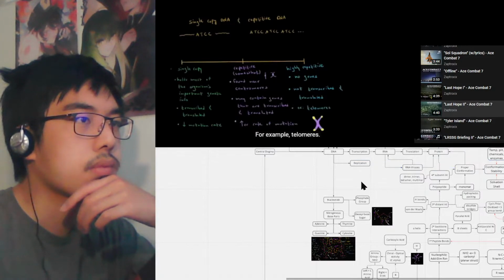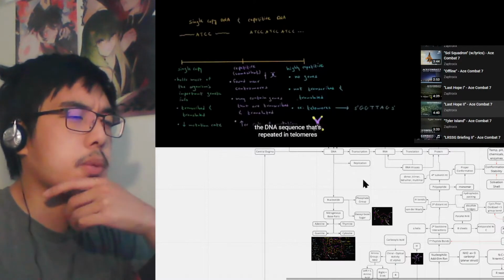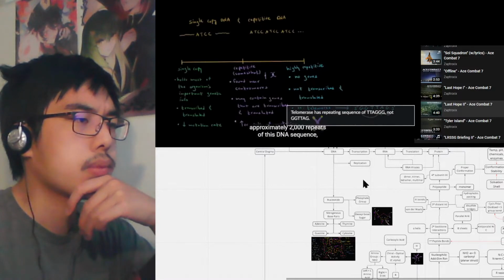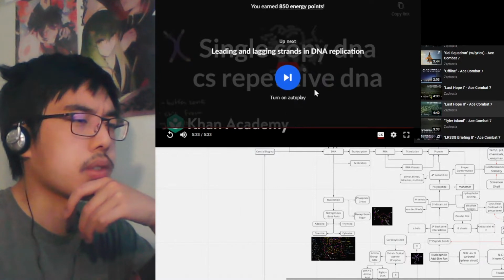For example, telomeres. Telomeres are sections of highly repetitive DNA, and as we explained before, their purpose is to basically act as a buffer zone for the important part of the chromosome. And it's a really famous example of a highly repetitive sequence, and in human chromosomes, the telomeres are made up of approximately 2,000 repeats of this piece of DNA. I forget exactly what it was.